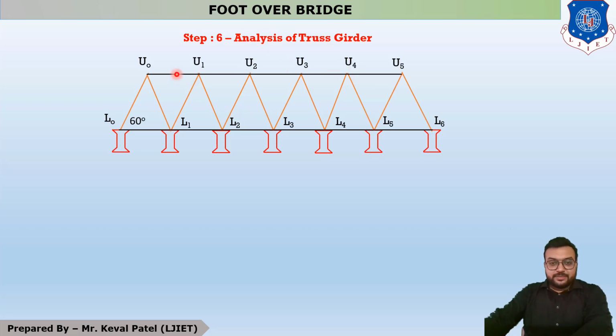You can see that this is our uppermost member, and the uppermost member is the top chord member. That's why upper means U0. So this is your U0, U1, U2 up to U5. Similarly, this is your bottom chord member, and the bottom chord is the lowest member. So this is L0, L1, L2, L3 up to L6. This is only giving the junction names. Okay, this is the end of your step number 6.